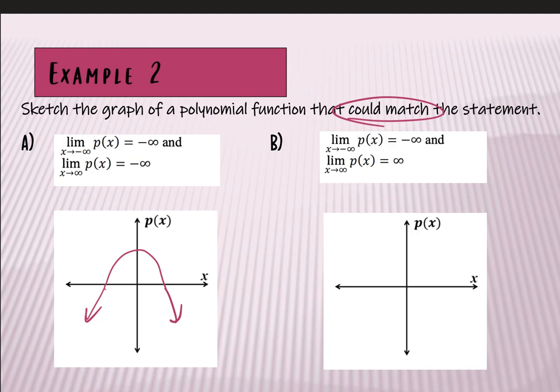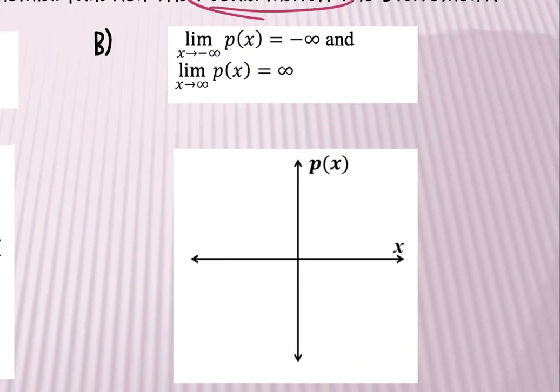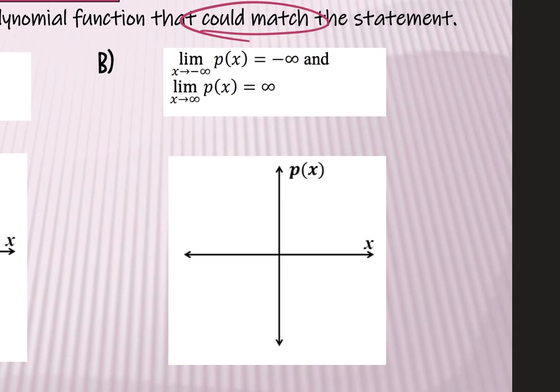All right, B. As x is approaching negative infinity, p of x is approaching negative infinity, which means it falls left. And as x approaches positive infinity, p of x is equal to positive infinity, which means up. So I could literally go up, come back down again. Anything like that, in which the left side falls and the right side rises. No lines. These are polynomials, so they have to have some sort of curve.